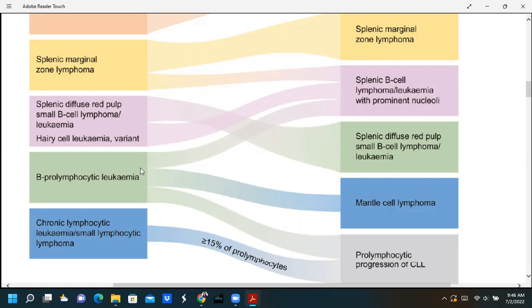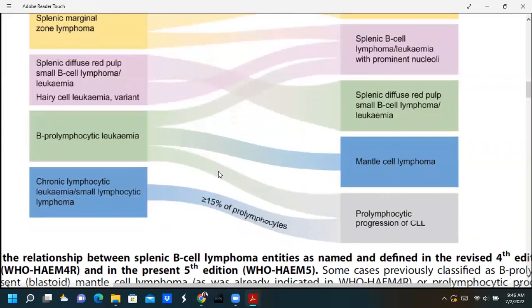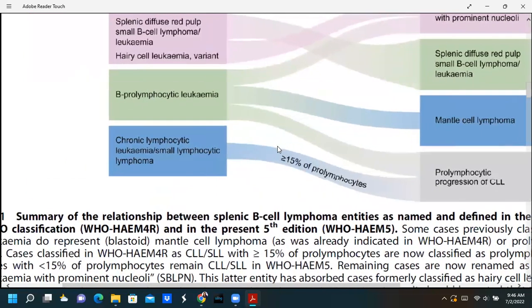The previously included mantle cell lymphoma with more prominent nucleoli are going to be engulfed by mantle cell lymphoma itself. And the prolymphocytic leukemia that were hard to classify from prolymphocytic progression of CLL, now they are going back to prolymphocytic progression of CLL. I mean, the CLL, SLL with more than 15 prolymphocytes are still prolymphocytic progression of CLL. So that's that.